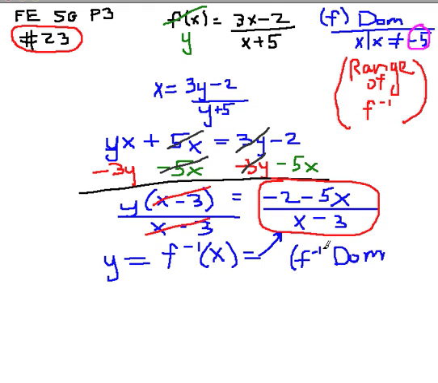gosh, this is tedious. F inverse domain is all values of x. I had a thought there. I was going to forget that thought. So all values of x such that x does not equal whatever's going to make the denominator equal to 0. So x does not equal 3. And let's be consistent and write this in red. And the domain of f inverse is the same as the range of f. The range of f.